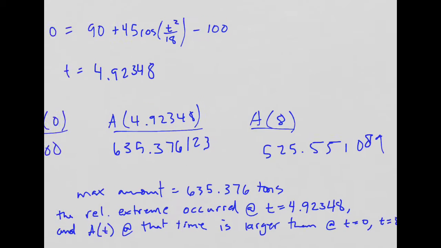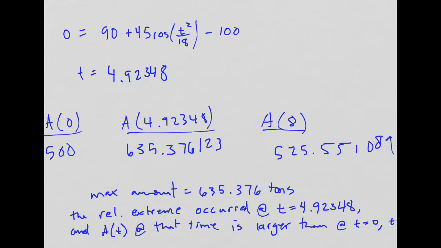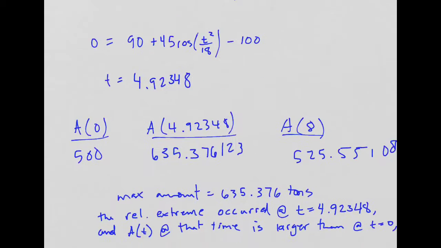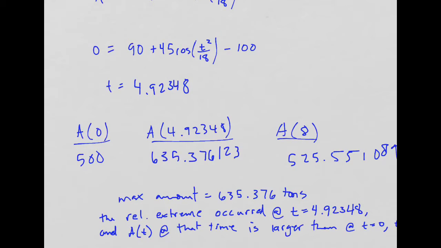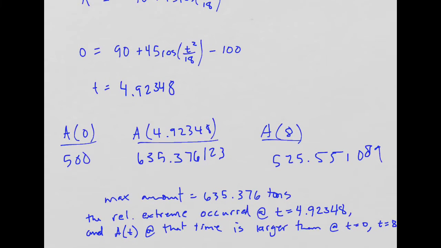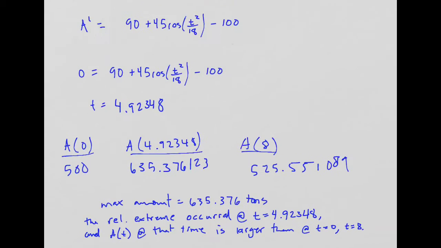And then we could say the relative extreme occurred at t equals 4.9, and we showed that because we took the derivative and set it equal to 0 and solved. And the amount at that time is larger than the amount at t equals 0 and t equals 8. So that's the justification.